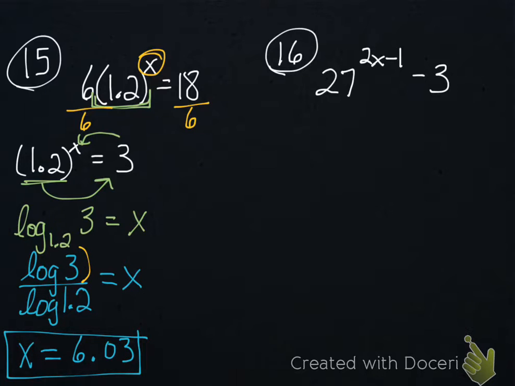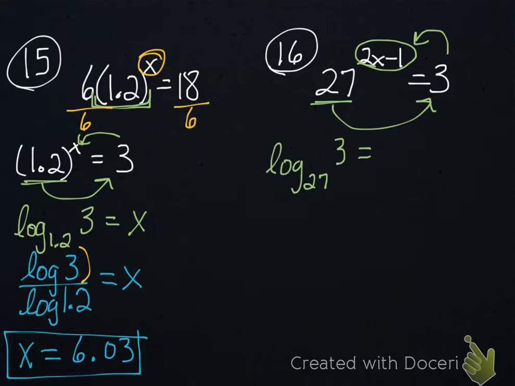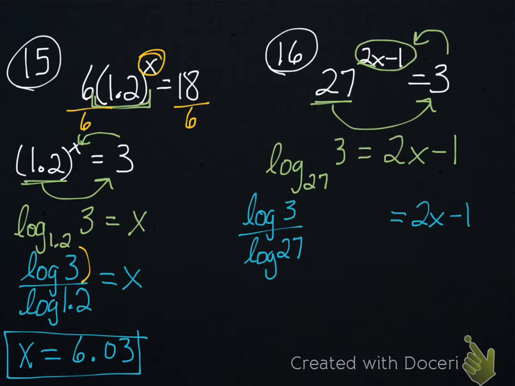Number 16. Well, we can already change our exponent into a log because there's nothing outside to deal with. What's the base? The base is 27. So I have log base 27 of 3 equals 2x minus 1. Now I have to do change base. Remember, the base goes on the bottom. It doesn't matter if the base is bigger. It still goes to the bottom. So it's log 3 divided by log 27. That equals 2x minus 1.